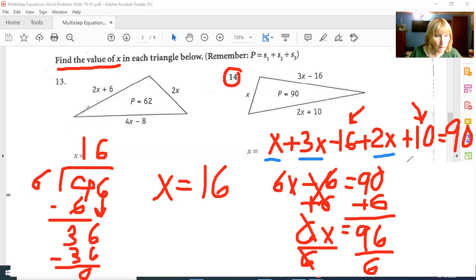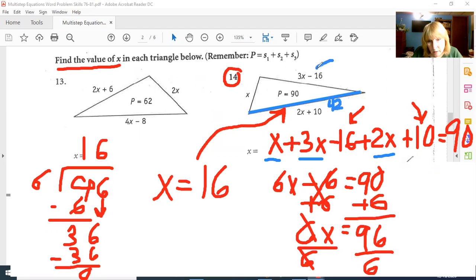So now this is where I was saying that sometimes they're going to ask you not for the value of x. In our case, this is what they ask for. But they might say, well, what is the length of each side? So how would I figure that out? Well, I would put my 16 in for x in my problem. So this side length right here is 2 times 16 plus 10. 32 plus 10. So the length of this side is 42.